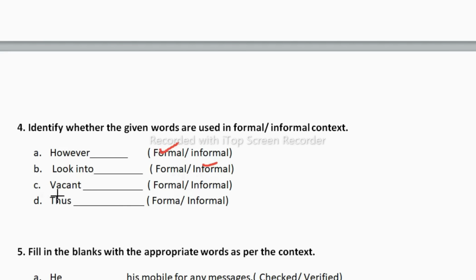The next one is vacant. Is vacant formal or informal? This vacant is formal. In informal we say empty. Now let's see this one: thus. Is thus formal or informal? Thus is also a formal word. In place of thus, we use so.